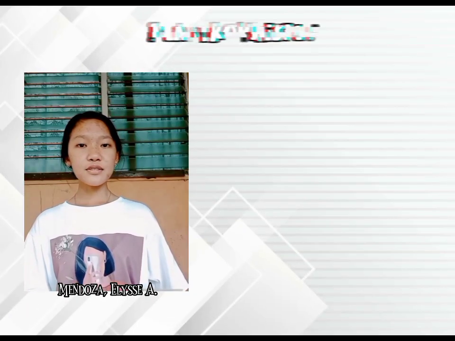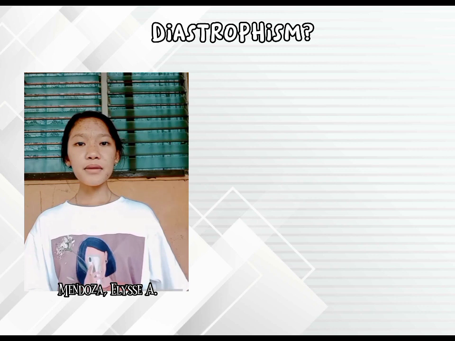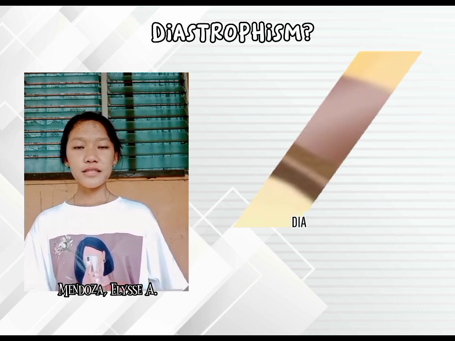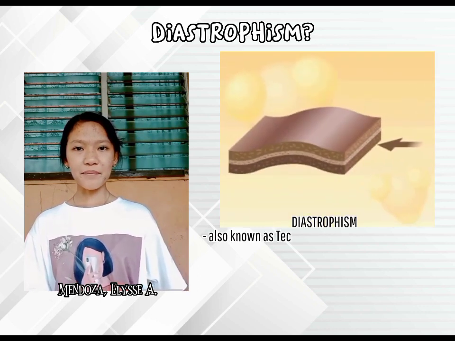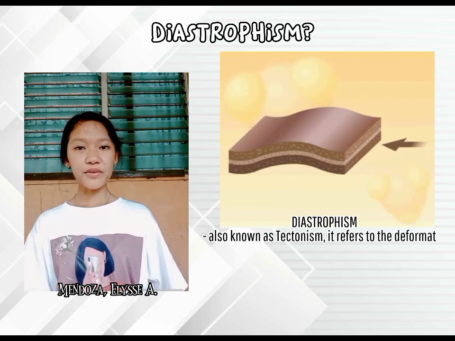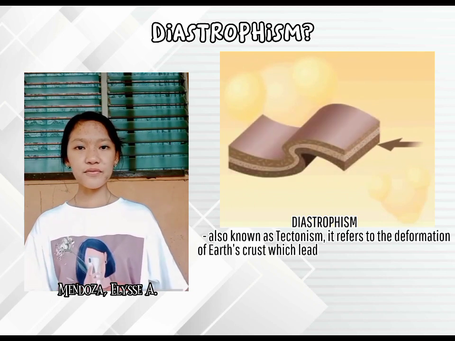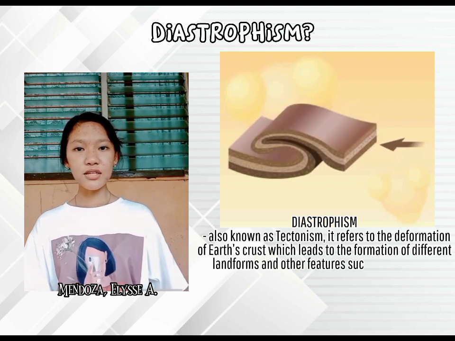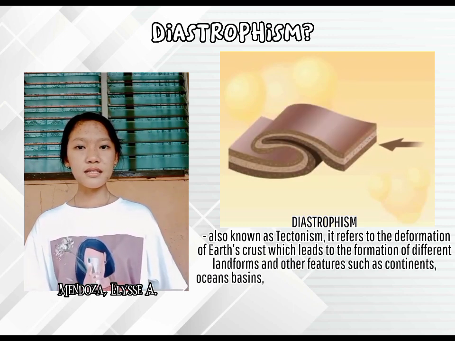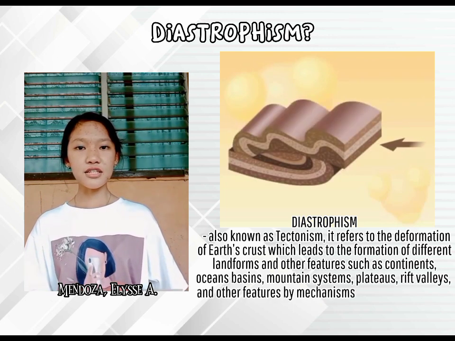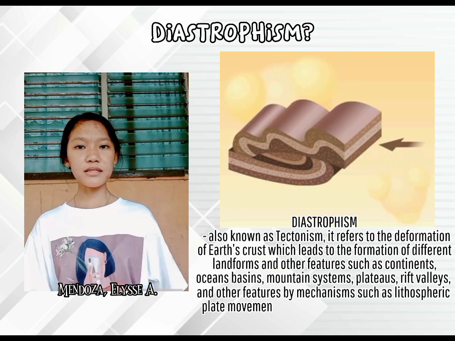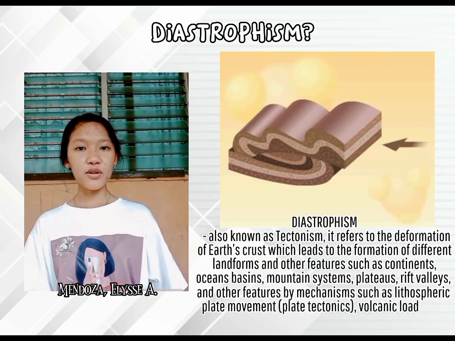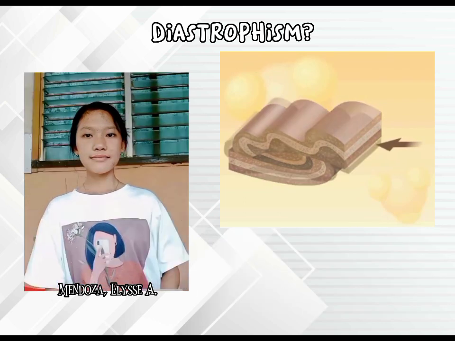Do you know what diastrophism is? If not, come and let us know. Diastrophism, also known as tectonism, refers to the deformation of Earth's crust which leads to the formation of different landforms and other features such as continents, ocean basins, mountain systems, plateaus, rift valleys, and other features by mechanisms such as lithospheric plate movements or plate tectonics, volcanic loading, or folding.